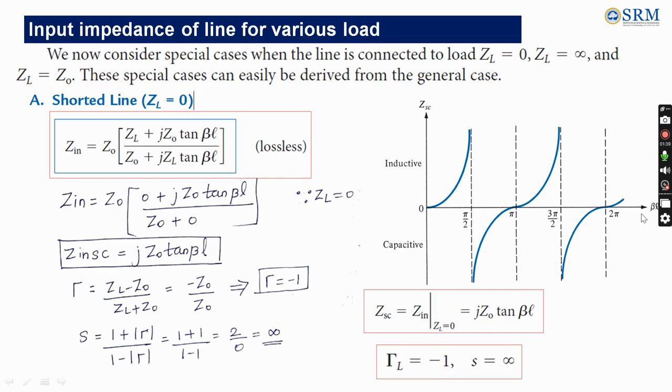This graph shows, for a short-circuited line, how the input impedance varies as the length of the line, beta L, is varied from pi by 2 to 2 pi. Until pi by 2 it is an inductive impedance, and after that it becomes capacitive, then again inductive. So we can see a short-circuited line behaves as an inductance at some lengths, and after that it acts as a capacitive load.